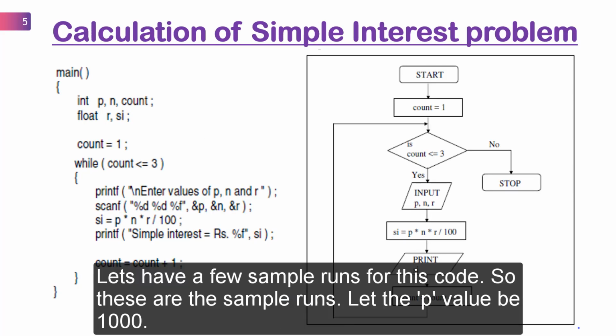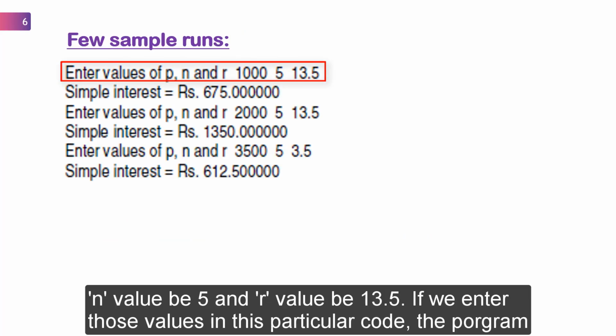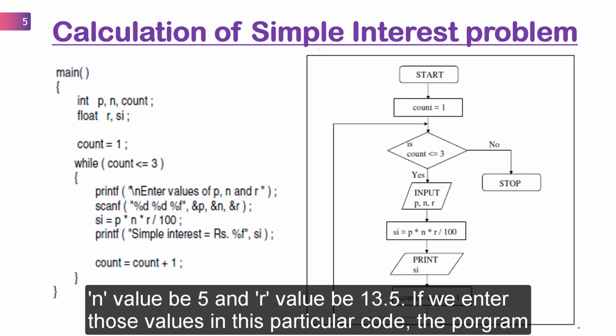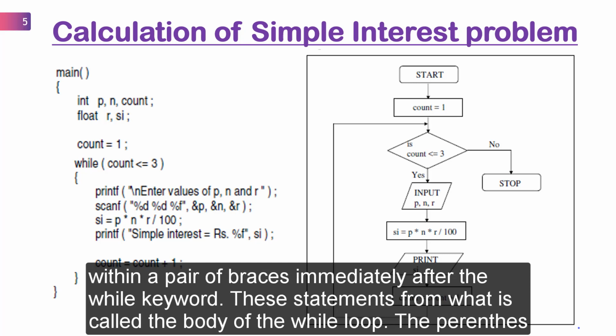Let's have a few sample runs for this code. So these are the sample runs. Let the p value be 1000, n value be 5, and r value be 13.5. If we enter those values in this particular code, the program executes all the statements after the while 3 times. The logic for calculating simple interest is written within a pair of braces immediately after the while keyword. These statements form what is called the body of the while loop.